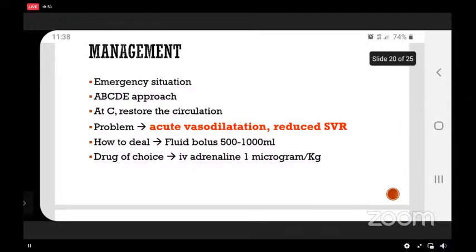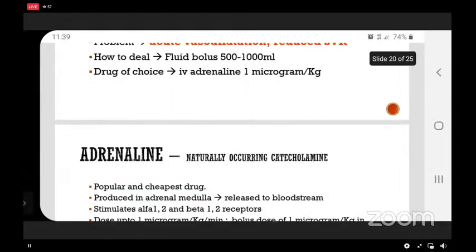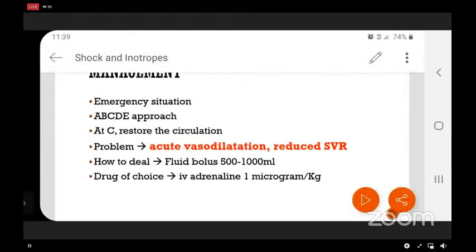So how to deal? You have to keep the patient flat. You have to raise the legs to support auto transfusion or transfusion of blood from the legs into the vital organs. And you have to give ample fluid bolus, like 500 to 1000 ml you can give. And drug of choice here is IV adrenaline, 1 mic per kilogram. If you don't have IV access, you can give 1 milligram of adrenaline IM as well. So in all the previous clinical scenarios, we gave the inotropes or vasopressors by an infusion, but here you have to give it not as infusion, as a bolus.